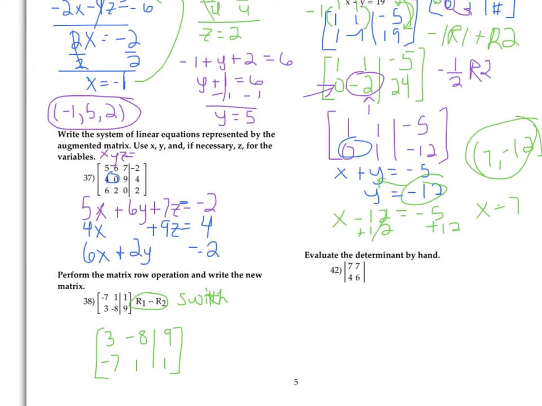Determinant by hand, with a 2 by 2, you take the diagonals, you subtract them. 7 times 6 minus 4 times 7, that's 42 minus 28, which is 14.